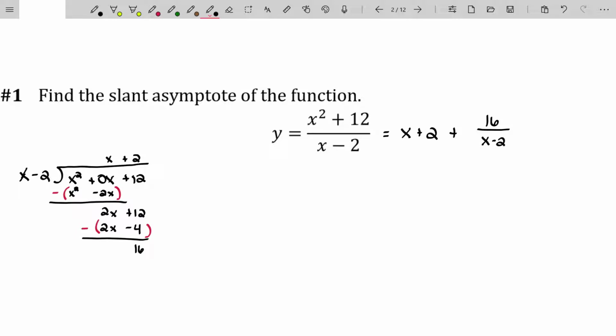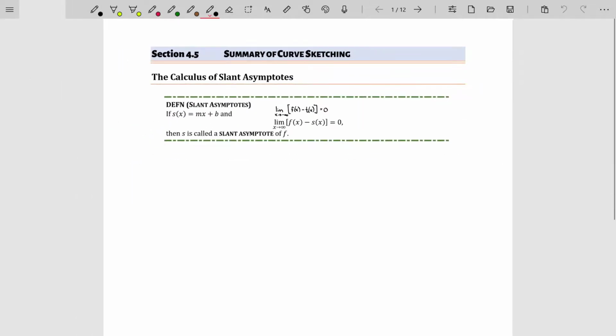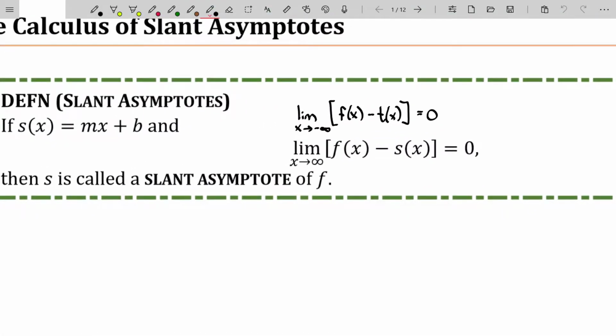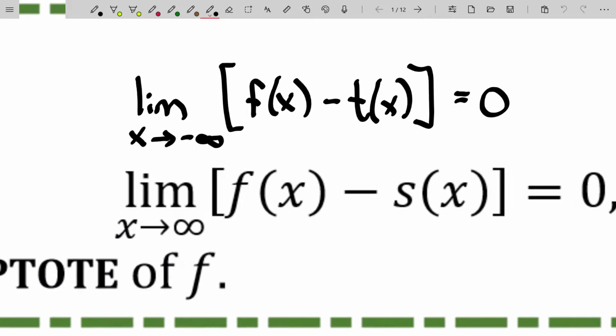In calculus, you're going to make the claim that x plus 2 is your slant asymptote. So the claim here is that the slant asymptote is y equals x plus 2. The proof of that claim comes from the definition of a slant asymptote. The definition of the slant asymptote, again, is that as x goes to positive or negative infinity, the function gets infinitely close to that slant asymptote. In fact, the difference between them becomes 0.